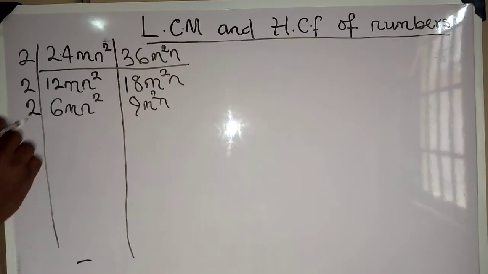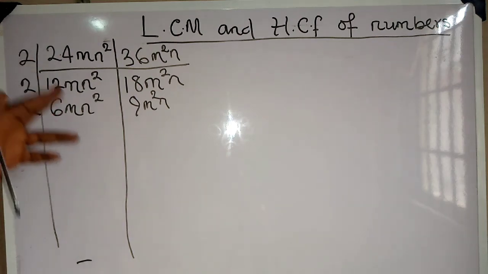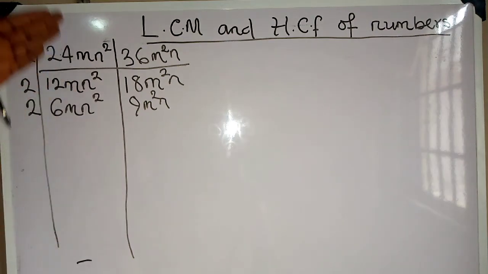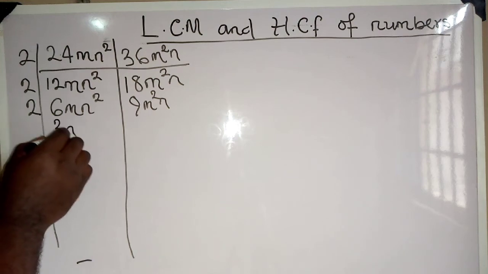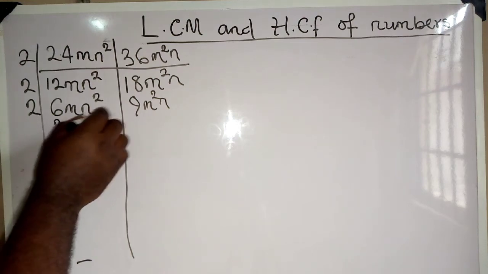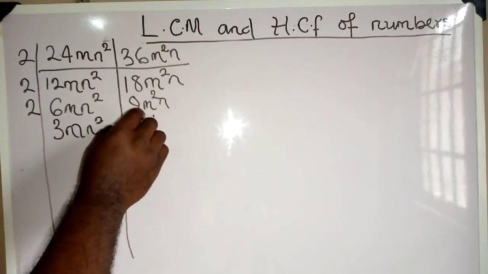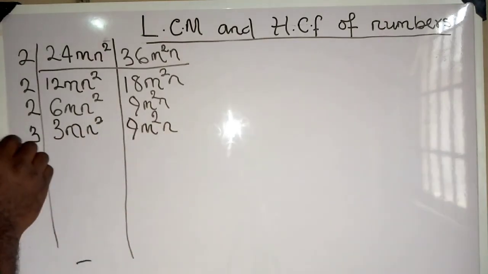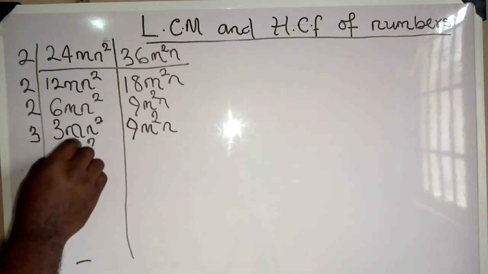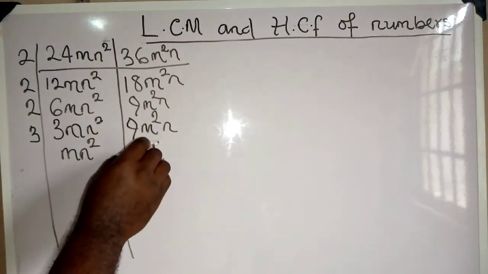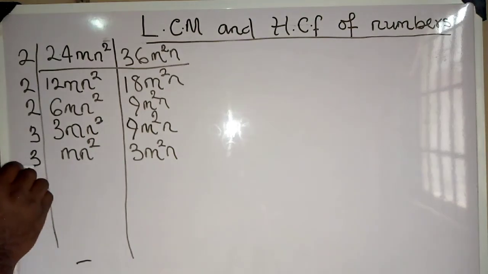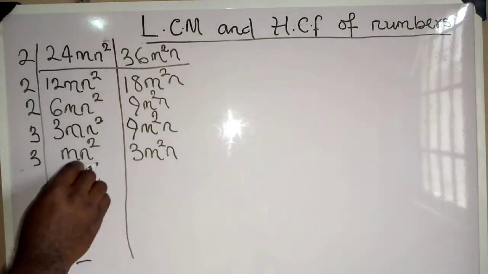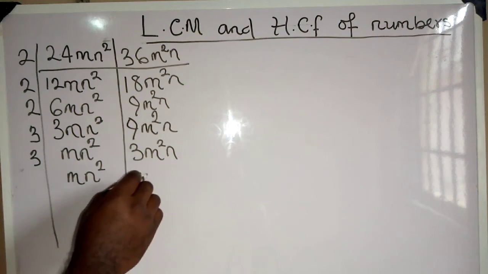2 again can divide. Here I'm not looking at the HCF, and even if I'm looking at the HCF, I can't use 2, but because I'm looking at LCM, I will divide every term to its lowest possible form. Here will give me 3mn square. 2 cannot divide this, so I will write it back again. 3 can go. 3 here will give me mn square, and 3 here will give me 3m square n. 3 can go again. Here will give me still mn square, because 3 cannot divide this, and here will give me m square n.